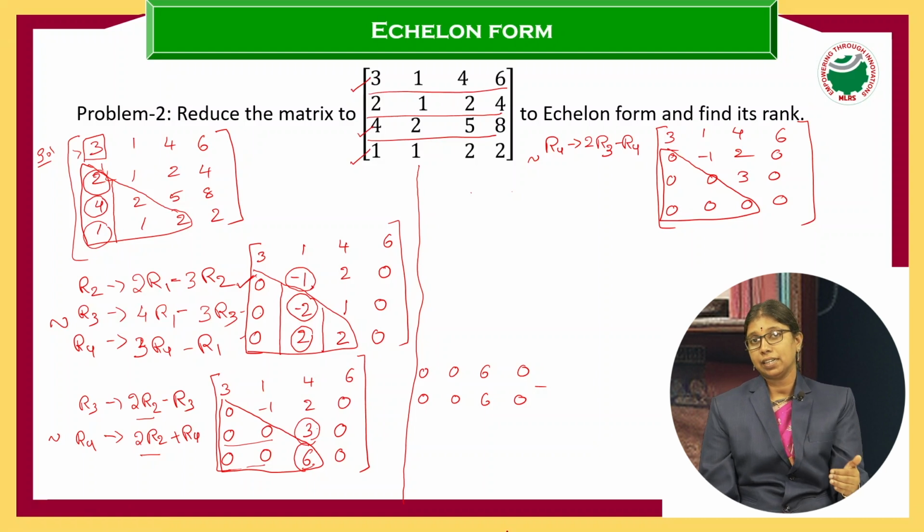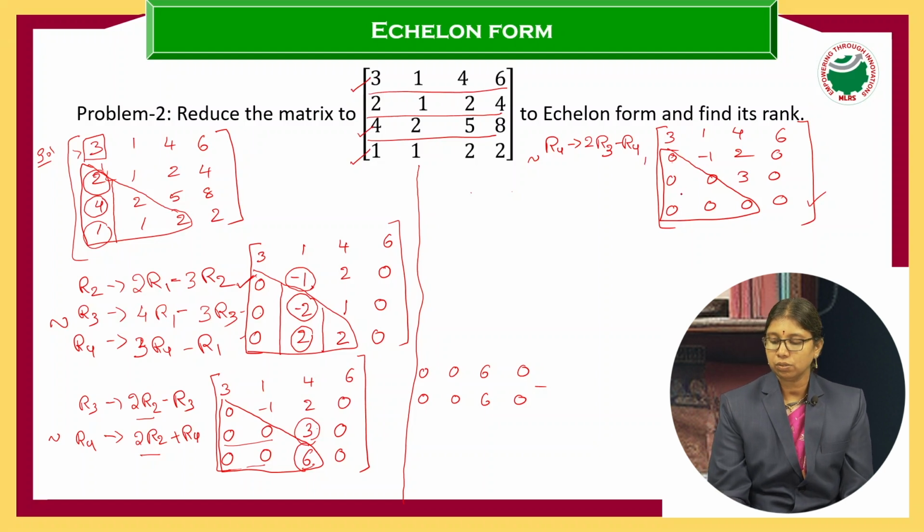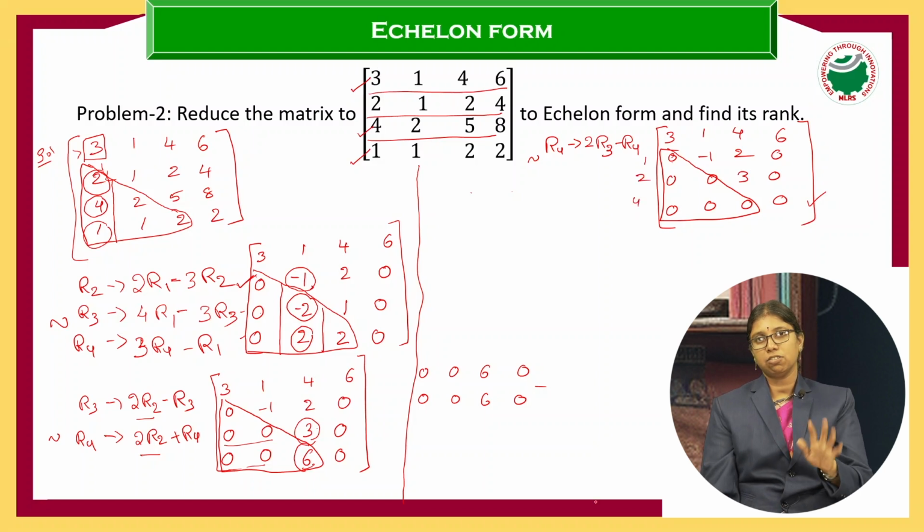Now compare with the conditions of echelon form. First condition: the 0 row should be at the bottom of the matrix. Here I have one 0 row and clearly it is at the bottom of the matrix. Second condition: the number of zeros before the non-zero value must be in increasing order. I have 1 zero, in this row I have 2 zeros, here I have 4 zeros. Those are in increasing order only. It satisfies the second condition also.